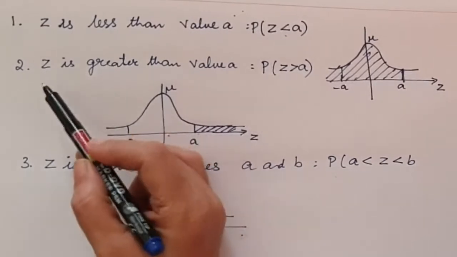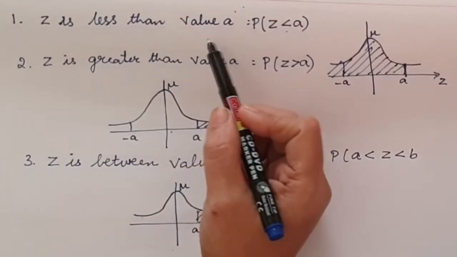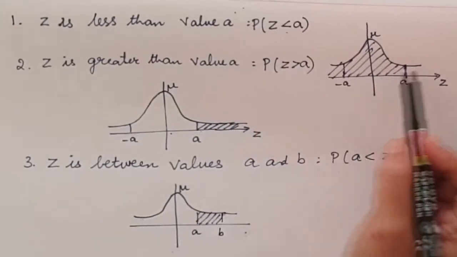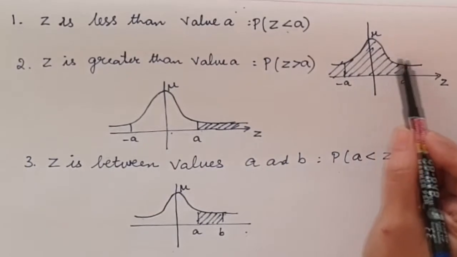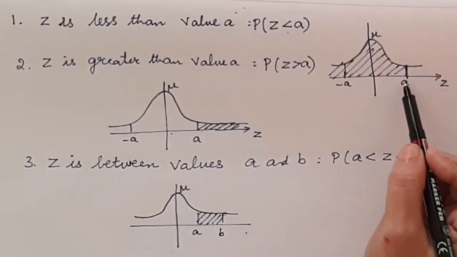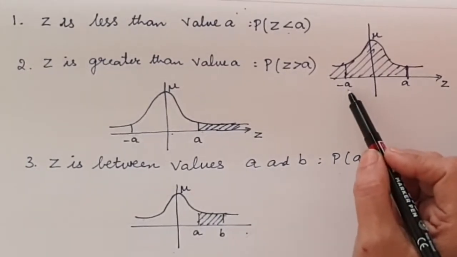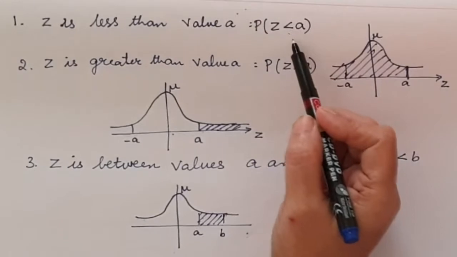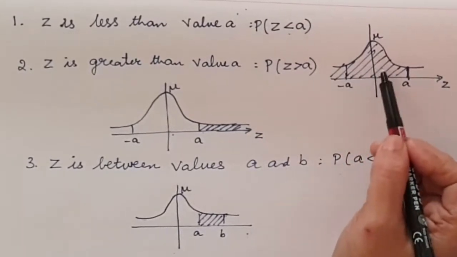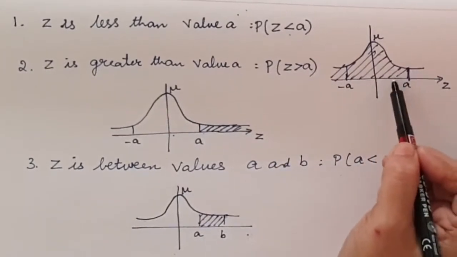There are three different cases to consider. The first one is z less than the value a. That is, first we are finding the probability of z less than the value a. When we draw a bell-shaped curve, the line of symmetry will be at the mu. And then this is the positive side, so we have positive a, and this is the negative side, so we write it as negative a. Now z is less than a, so all these values, the probability of all this, will be the probability of z less than a.